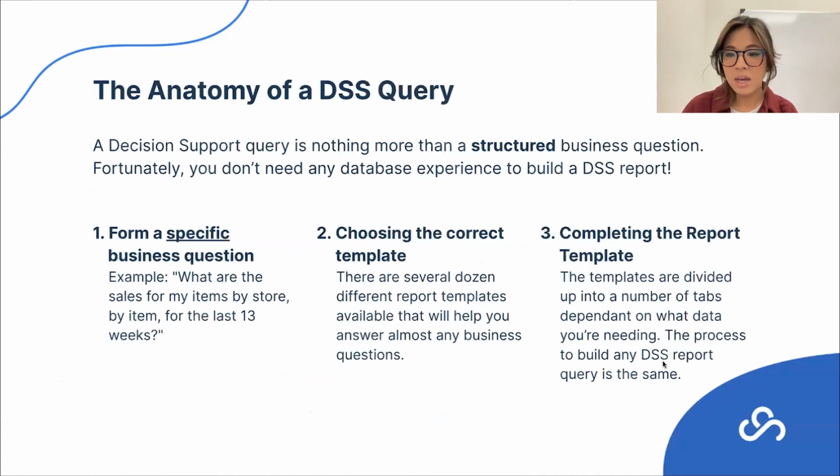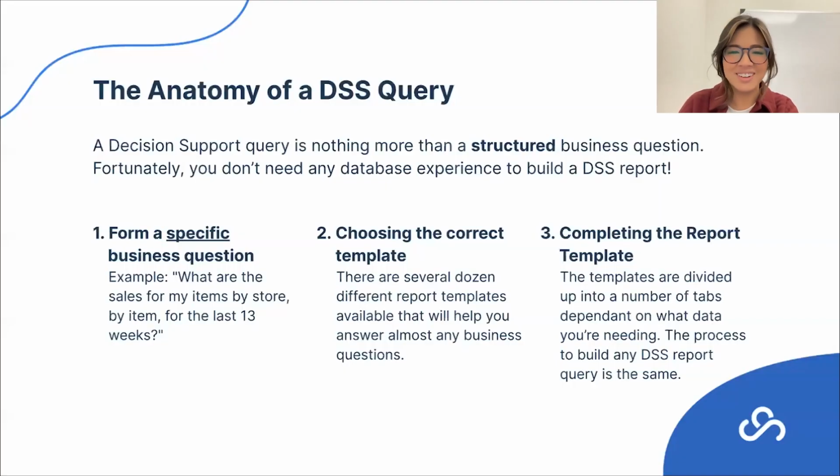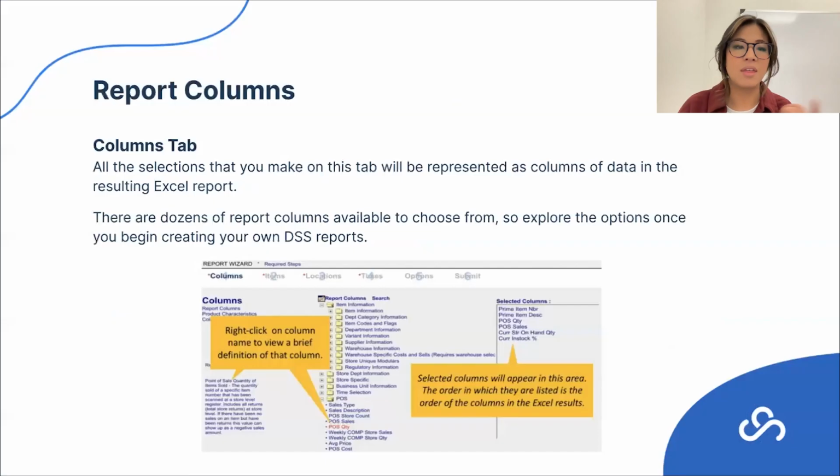As we mentioned earlier, the process to build any DSS report query is going to be the same, but you're going to have access to different columns depending on the type of template that you've chosen. Okay, so I'm going to move on to talking about completing the report templates and really what that looks like from a practical standpoint. So as you're ready to answer this question, what are my sales by items by store? This is how you can actually go about building that query.